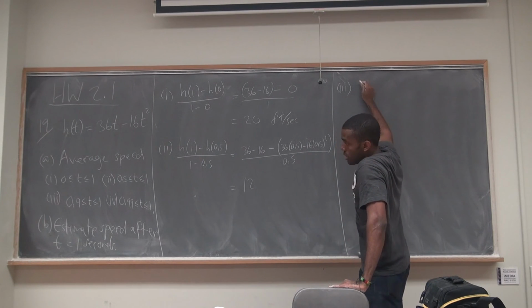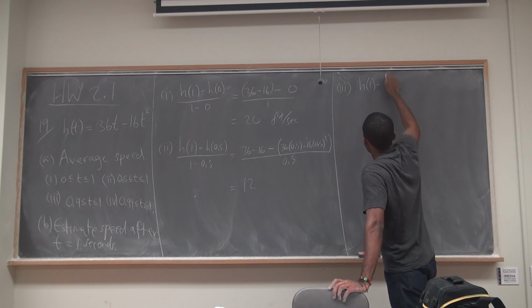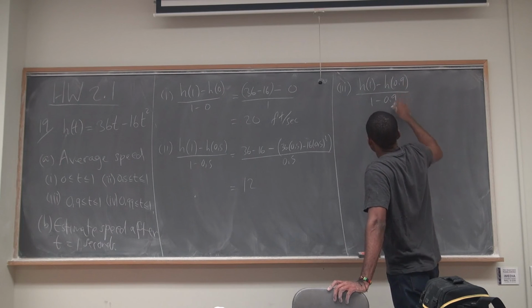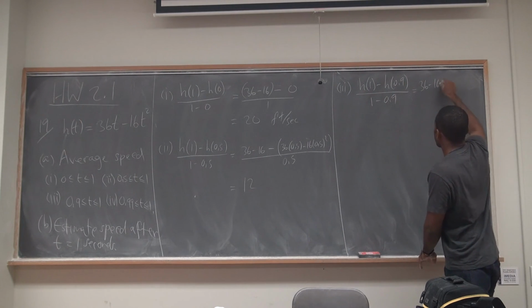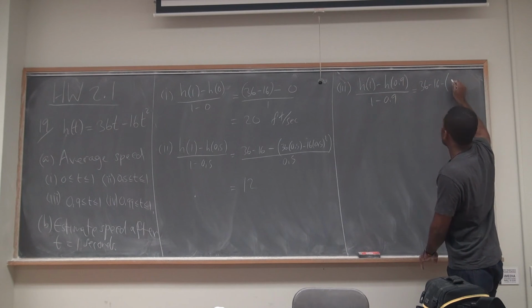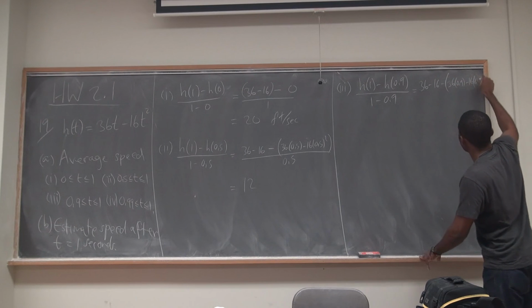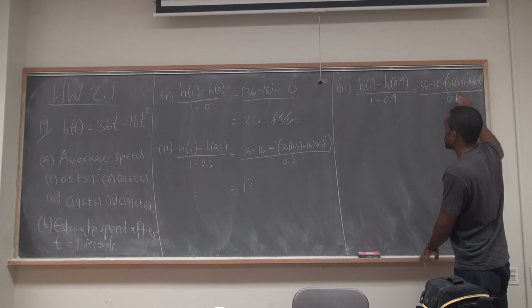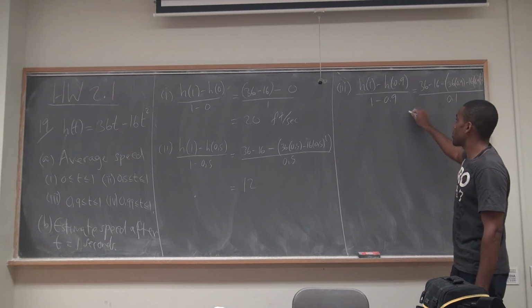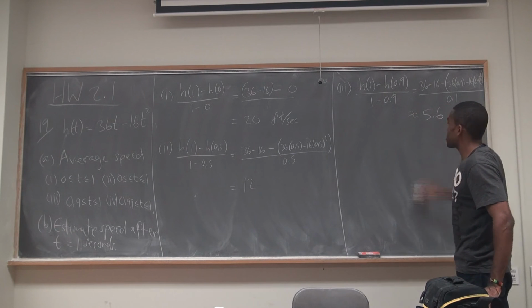3, here I'm going to find the average rate of change between 0.9 and 1. So it's h of 1 minus h of 0.9 over 1 minus 0.9. 36 minus 16 minus 36 times 0.9 minus 16 times 0.9 squared over 0.1. What's that? 5.6.